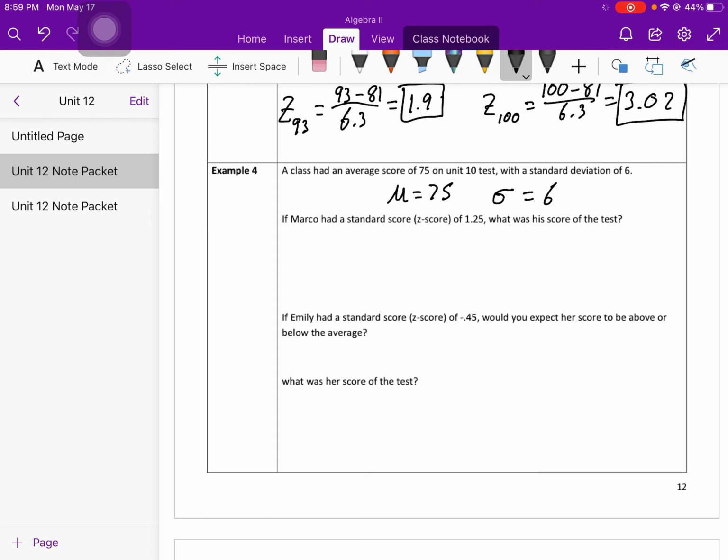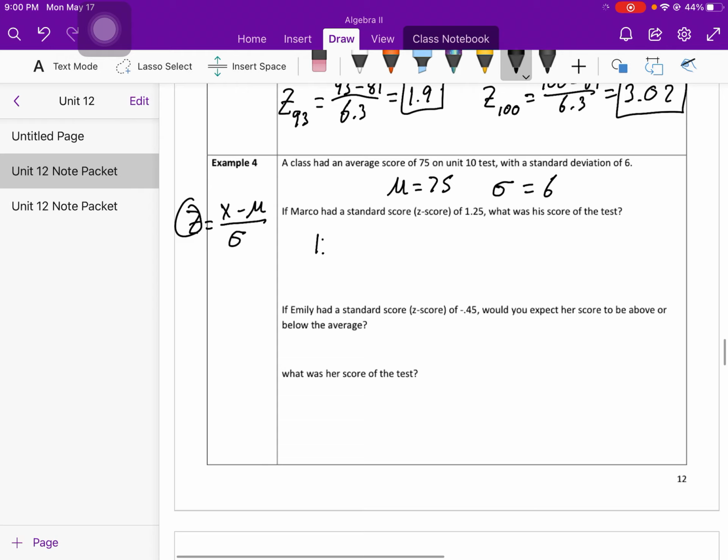So this time, we want to figure out what the test score is based off of the z-score. So if we think about our formula, the parts that we know are the z-score, the outcome. So that's going to be 1.25.